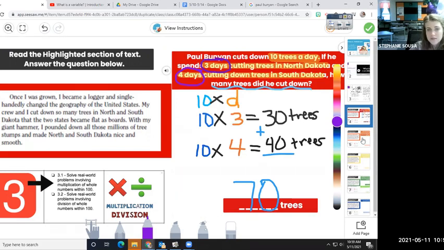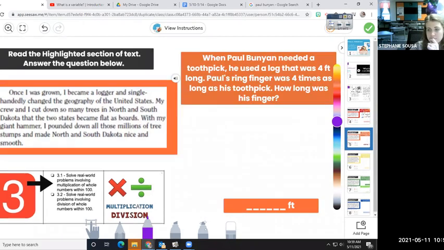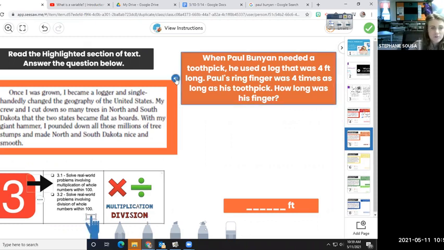All right, let's hop to slide 5, please. Slide 5, let's go ahead and listen to the question so we know what we're reading for. When Paul Bunyan needed a toothpick, he used a log that was 4 feet long. Paul's ring finger was 4 times as long as his toothpick. How long was his finger?